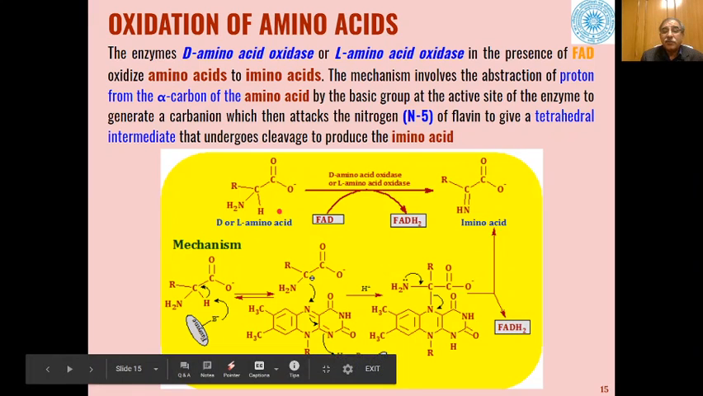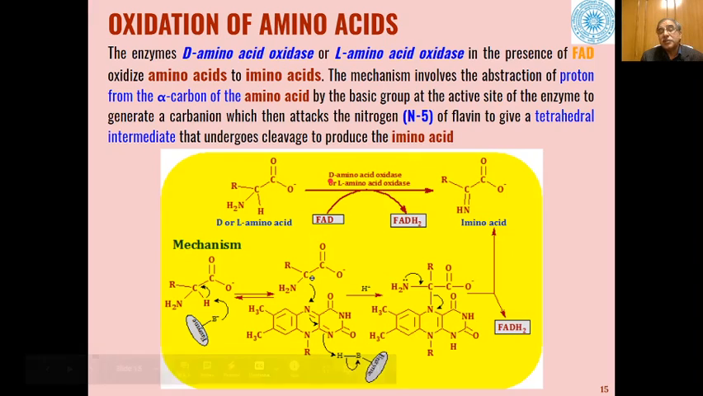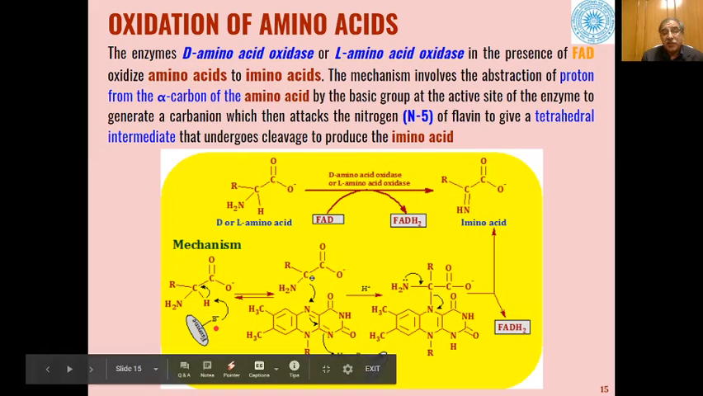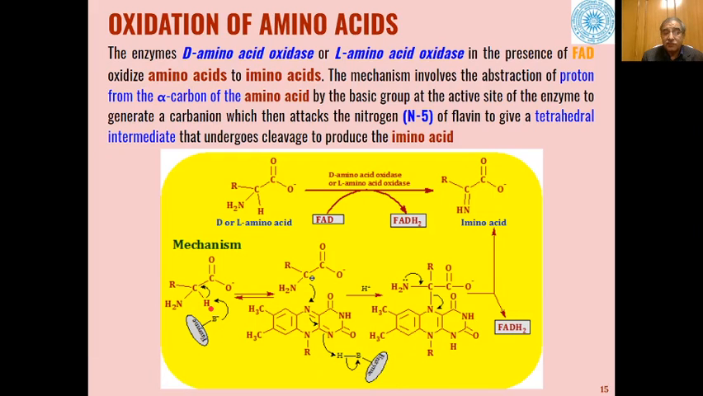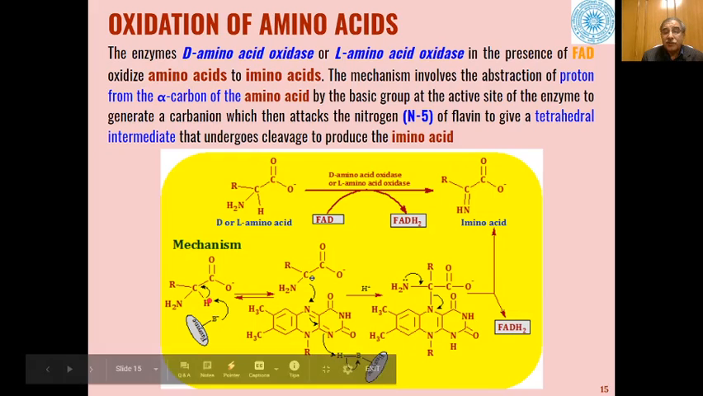Similarly, oxidation of amino acids also can take place in presence of enzyme D-amino acid oxidase or L-amino acid oxidase. So FAD similarly will be reduced to FADH2, and amino acids, they will be converted into amino acids. So mechanism of this reaction is this base from the active site of the enzyme will abstract this proton of the amino acid, alpha amino acid, and this will be converted into a carbanion.